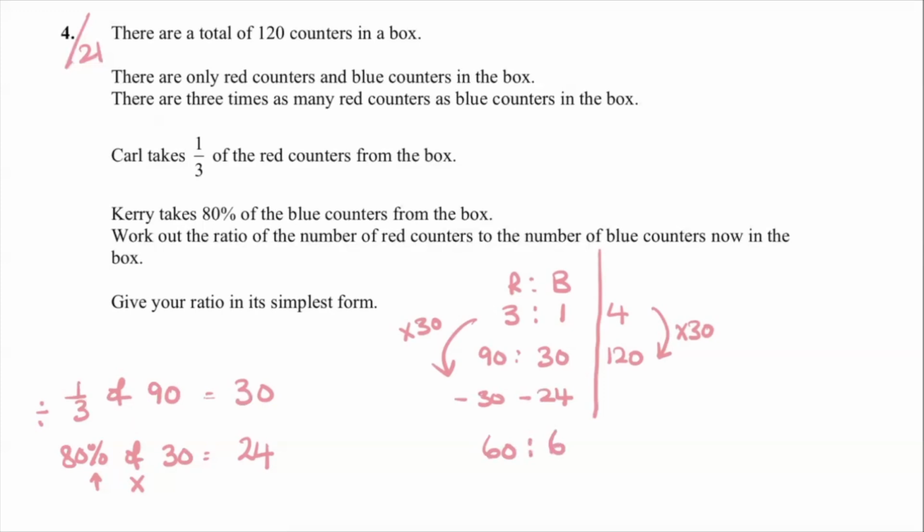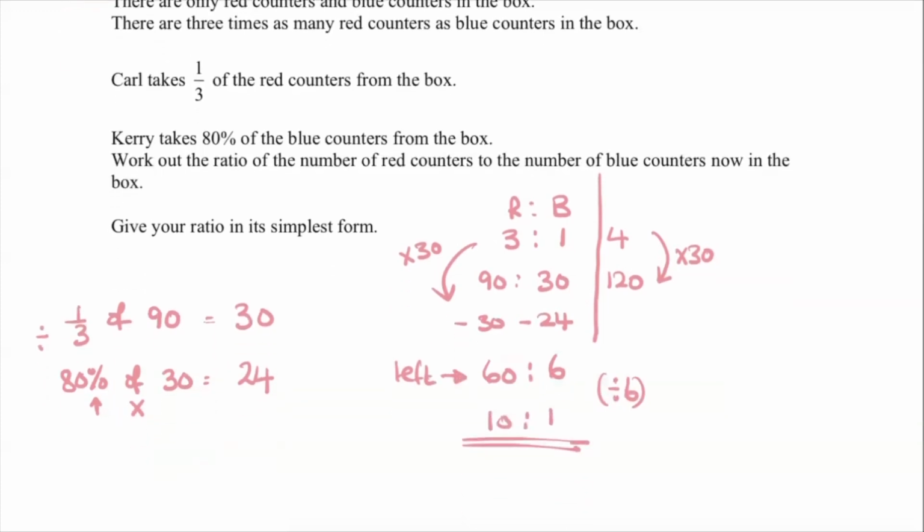6 for my red and my blue that are left. Okay, so these are what's left. Now it wants the ratio in its simplest form. So we're just going to divide through by 6, and that is going to give us 10:1 as our final answer.